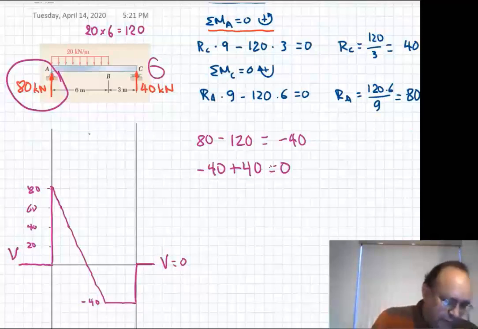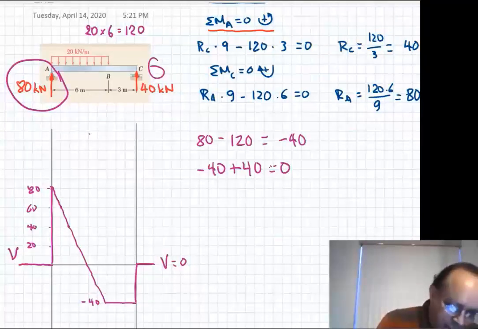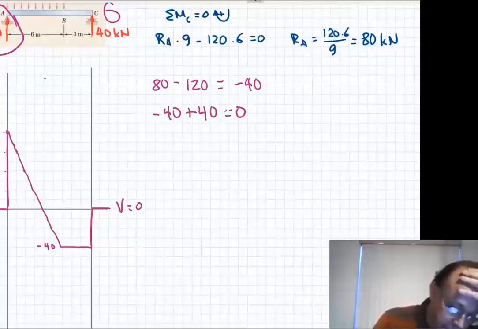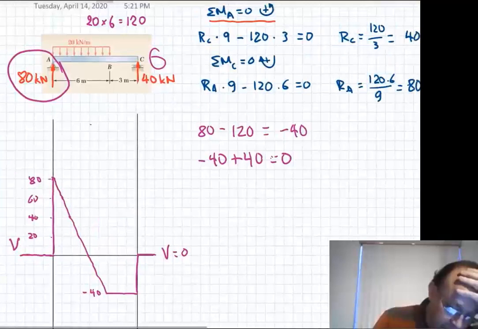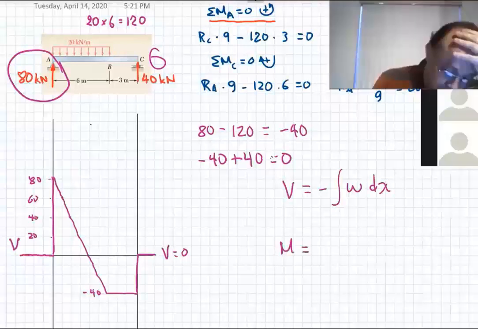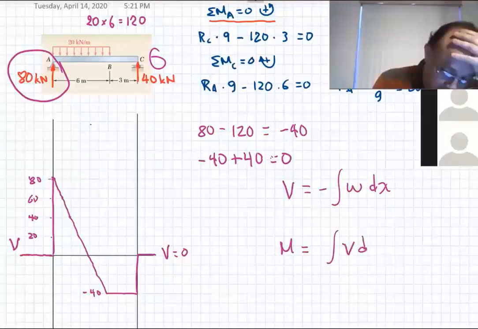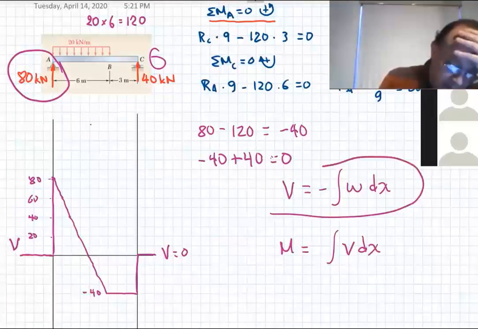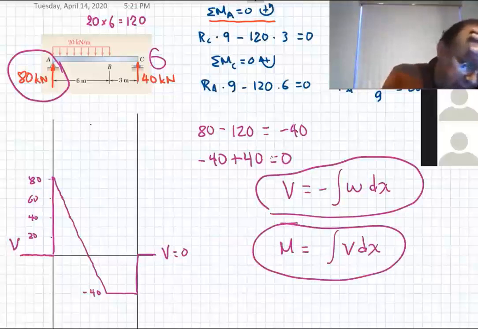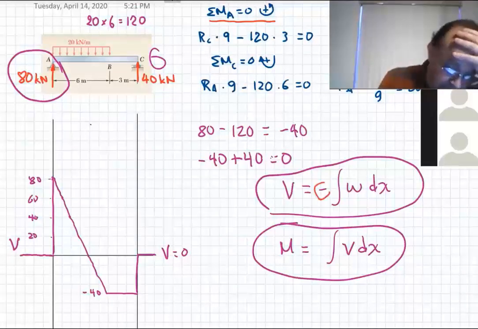Now, the moment diagram. Remember, guys, that I told you in the previous class that the shear is equal to minus the integral of w dx, and that the moment is equal to the integral of v dx. Well, these two equations have the same shape. They are very similar. The only difference is this minus sign here.